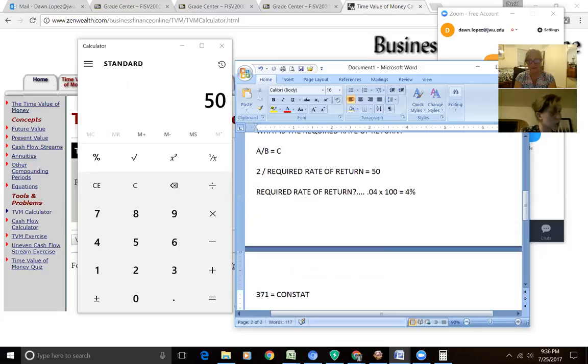So we have constant growth stock valuation.